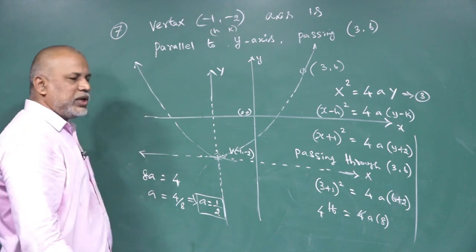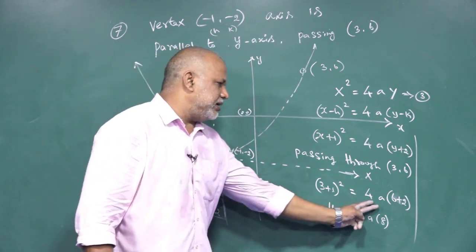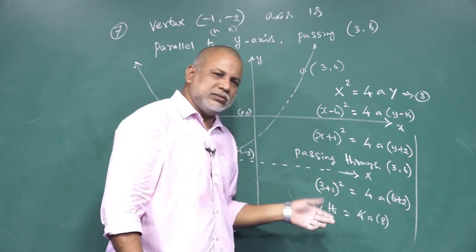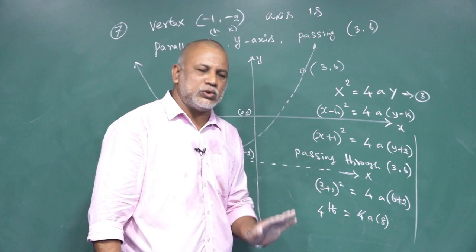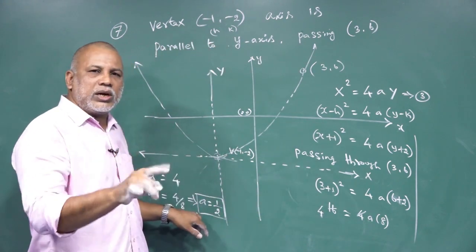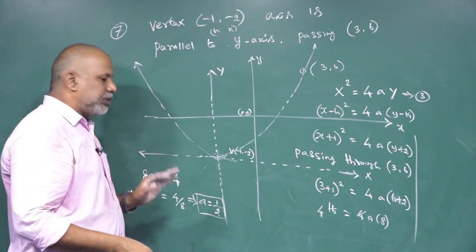So always work out a. You may think about it like this also: 4a, just simplify, 6 plus 2 is 8. You can work it out that way also. But a is one of the key points. Always work out the a, not 4a. So a equals 1 by 2.